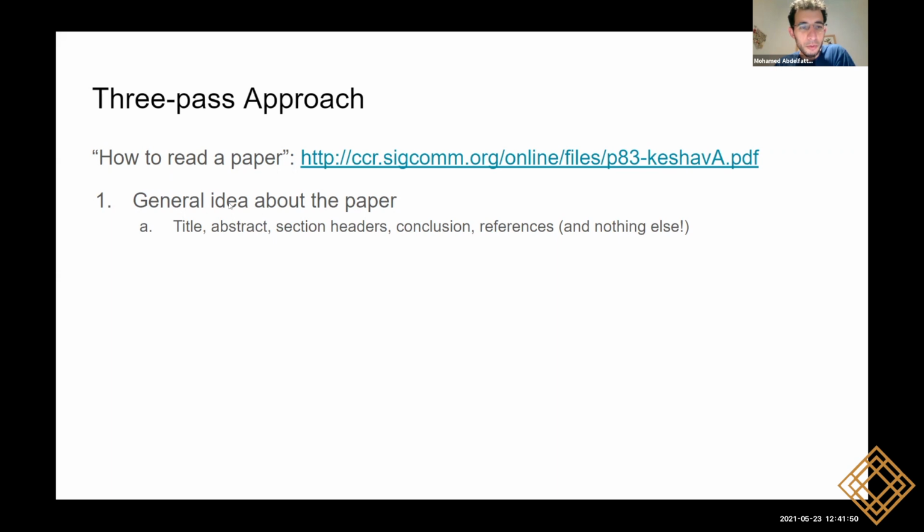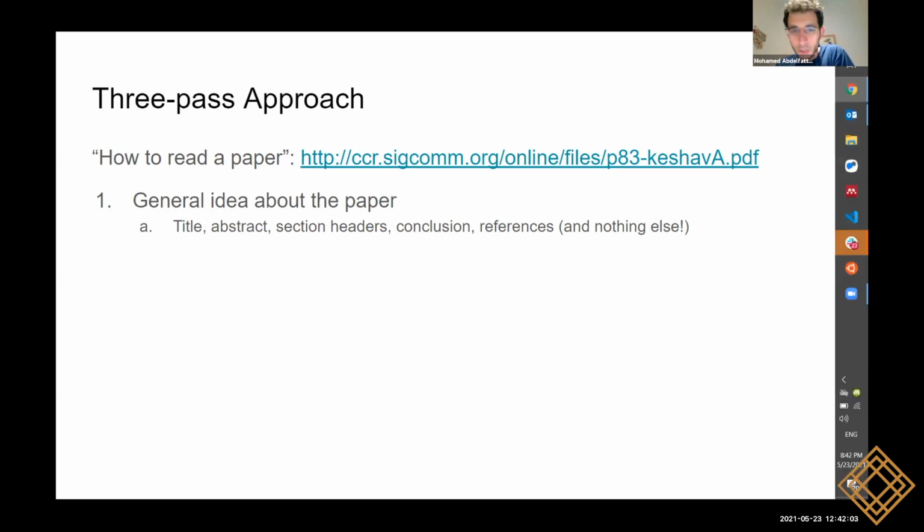But so the first thing you want to do is to get a general idea about the paper. So before you invest hours and hours of reading a scientific paper, you want to get a general idea about the paper. Is there a chat thing? Link to paper. Sorry. So how do you do that?